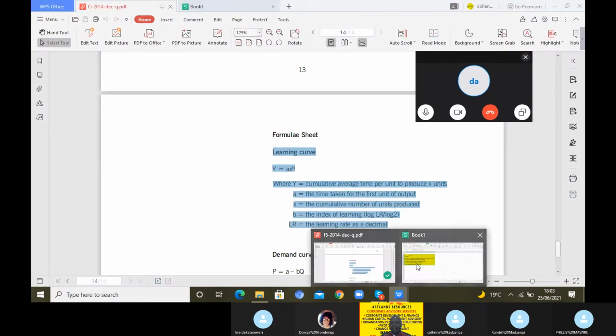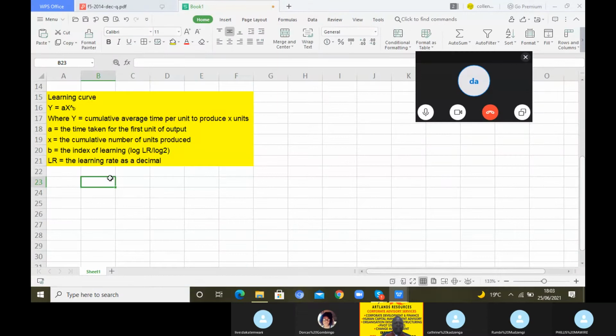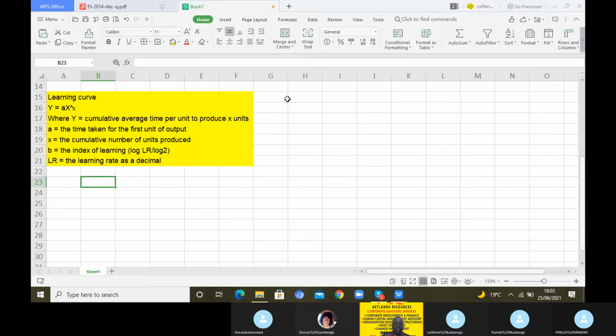So what am I saying? Again, average labor time. We are saying average labor time decreases, and here's how you calculate it. It says Y, which is average labor time, equals aX to the power b. You know that a is the time taken to produce the first unit, X is the cumulative number of units produced, and b is the learning index, which is the logarithm of the learning rate divided by the logarithm of 2. Actually, the learning rate is given as a decimal. No wonder they say LR.